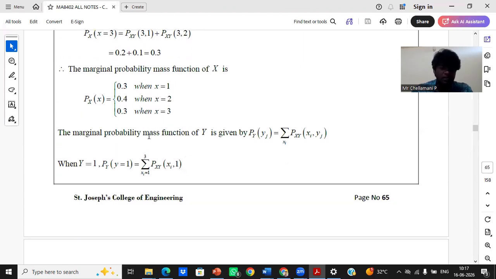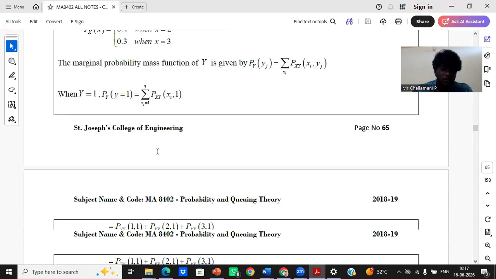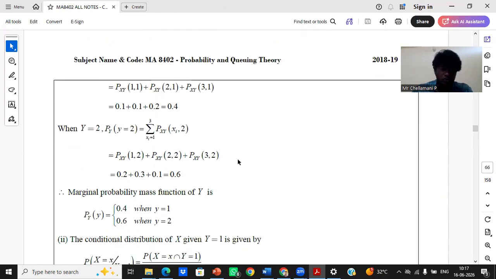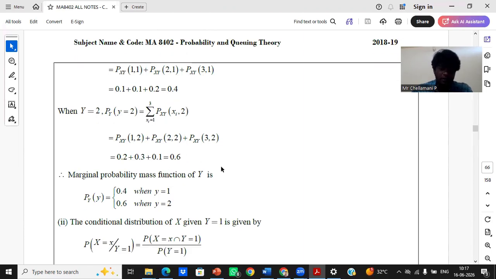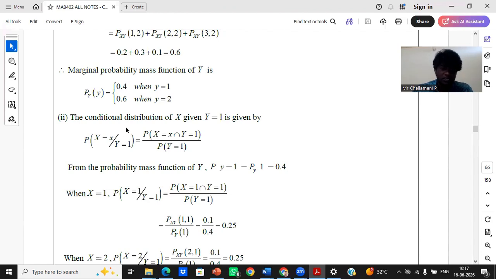So next, the marginal probability function of y: p of y is equal to summation of p of x comma y. Now here fix the y values. When y is equal to 1, the corresponding probability is 0.4. Similarly, we fix the y value 2, and the answer is 0.6. Therefore, the marginal probability mass function of y is 0.4 when y is equal to 1 and 0.6 when y is equal to 2. Our second subdivision is the conditional distribution.